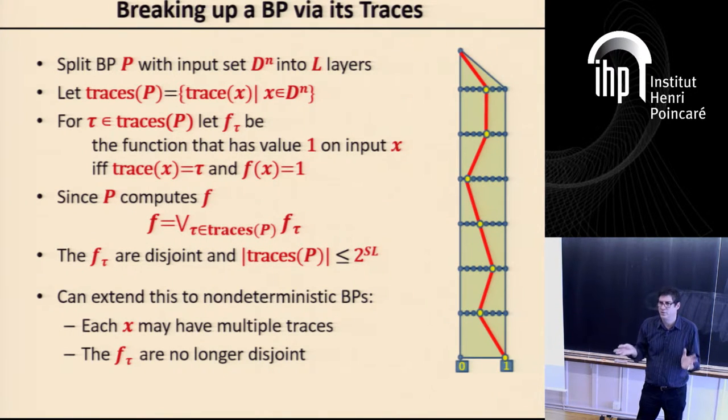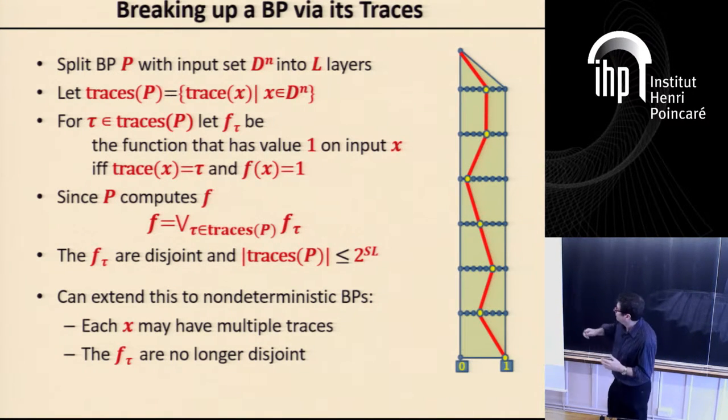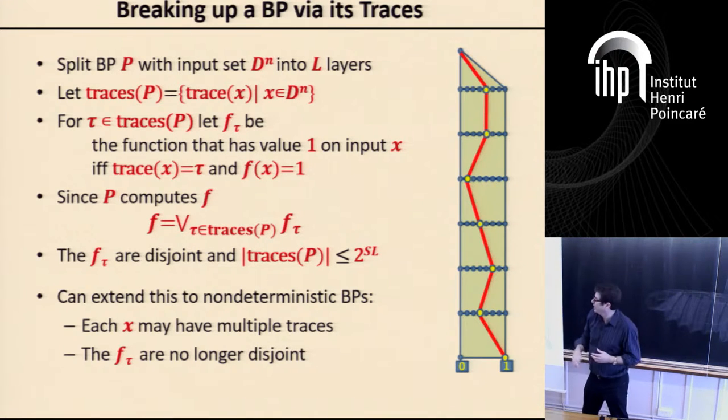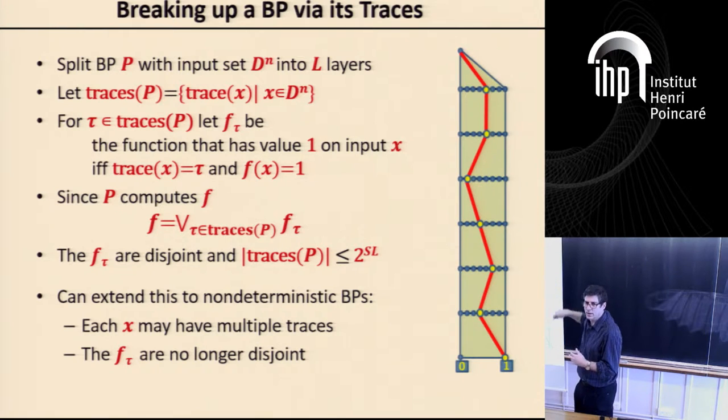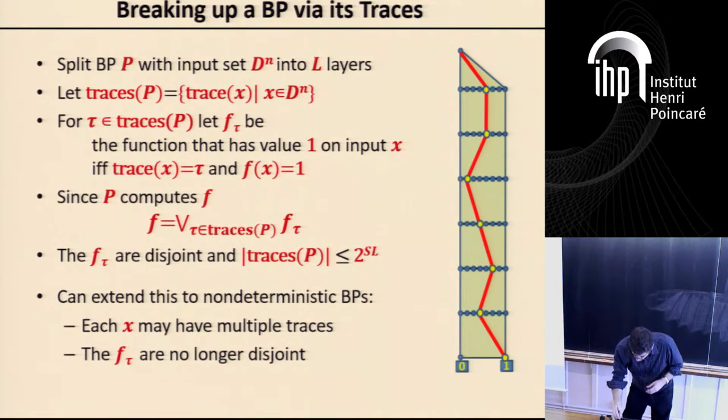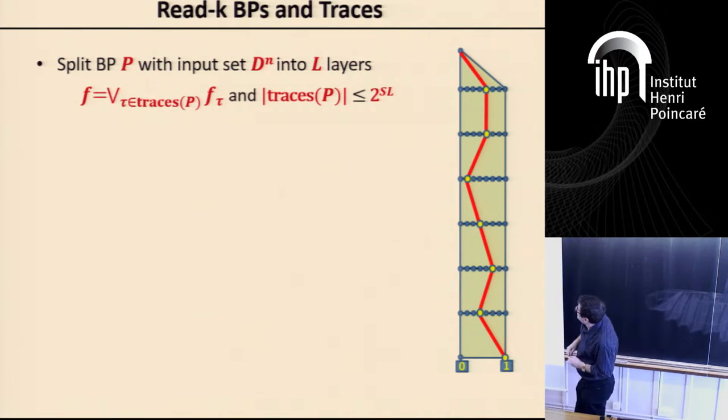That's the only difference in the case of deterministic versus non-deterministic branching programs. So really, this is going to be the important thing. We have not too many functions, and this function decomposes into these functions on these individual layers. It goes from here to here, and from here to here, and from here to here, and so on. So that's what we're going to look at next.